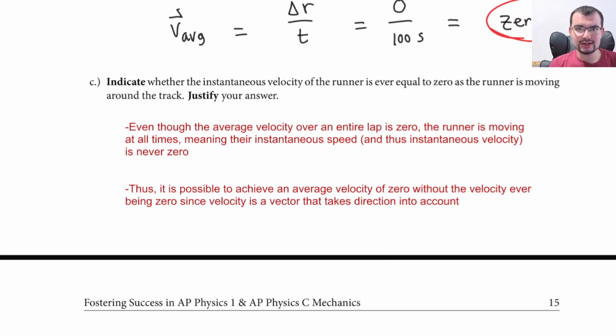So is their instantaneous velocity ever 0? No. They're always moving, but their average velocity is 0 because the directions are canceling to make it 0.